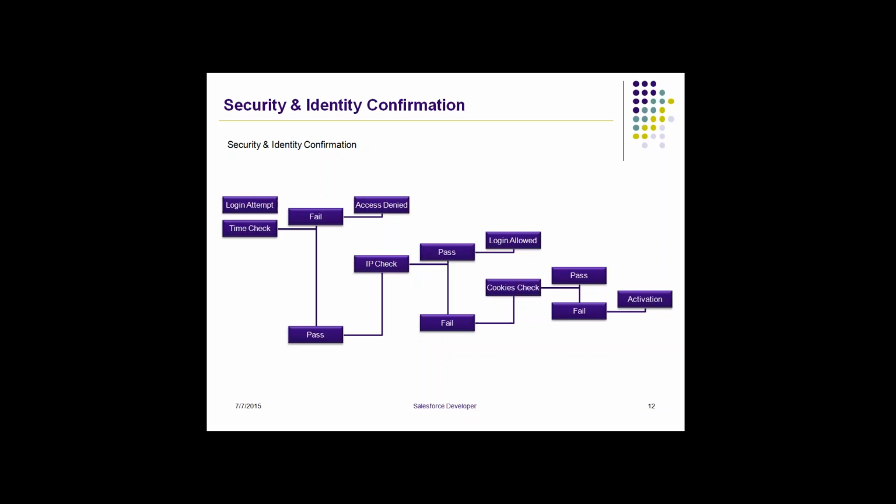Then it again fails and it gives a third chance. You see this process, no? The IP check fails, again it goes to the other level of check. When the time check fails, straight away access is denied. Do you think that's a bit of partiality?